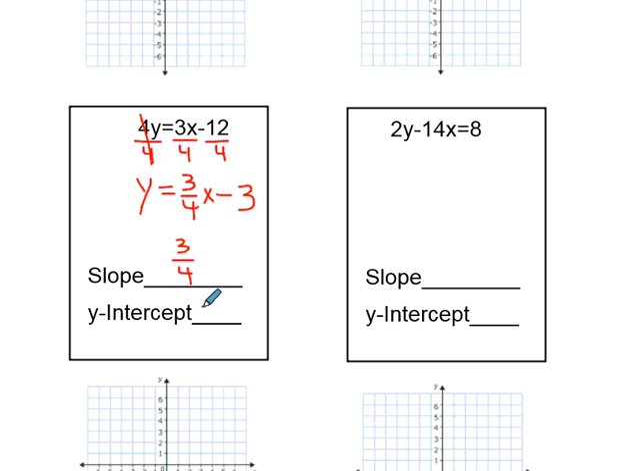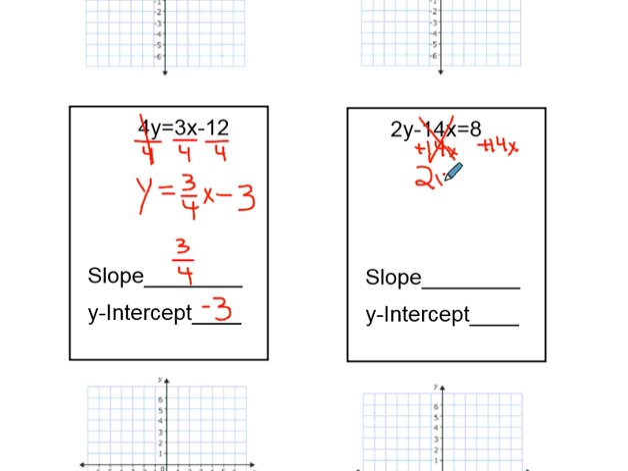That's a fraction. In fact, your slope is often a fraction. Minus, now I can simplify 12/4 to be 3. Now I'm able to pick out the slope and the y-intercept because the y is all by itself. So my slope would be 3/4 and my y-intercept would be -3.